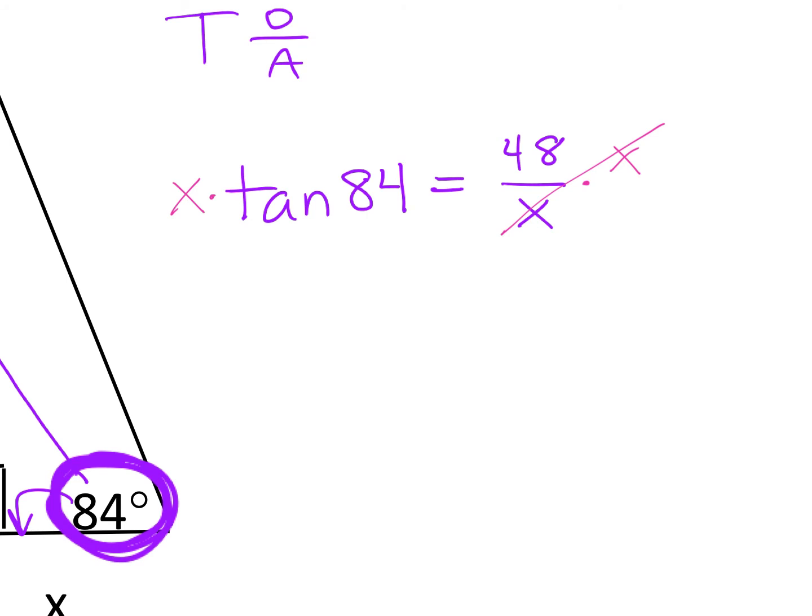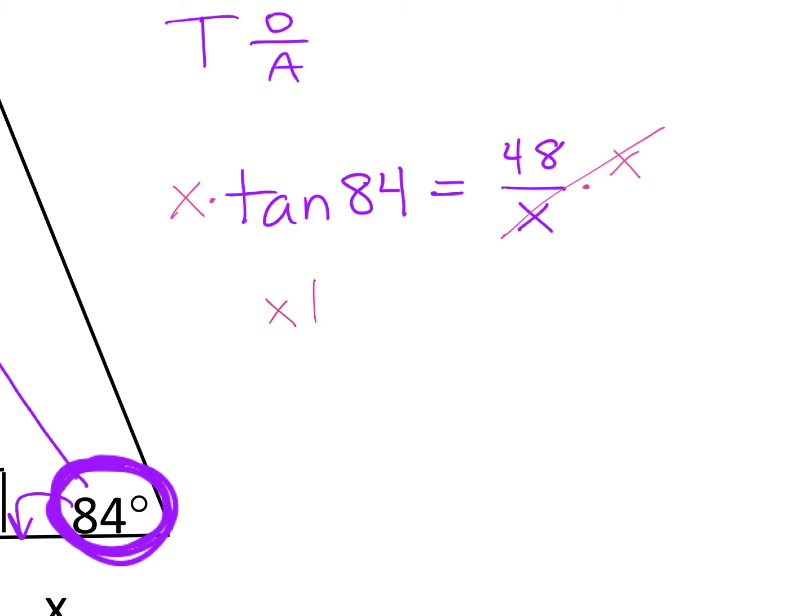So I'm just going to rewrite the problem. You don't have to at this point, but I'm going to do it for the sake of those that would maybe have a tough time following if I left a mess. Okay, so this is what we have right now. x times the tangent of 84 equals 48.